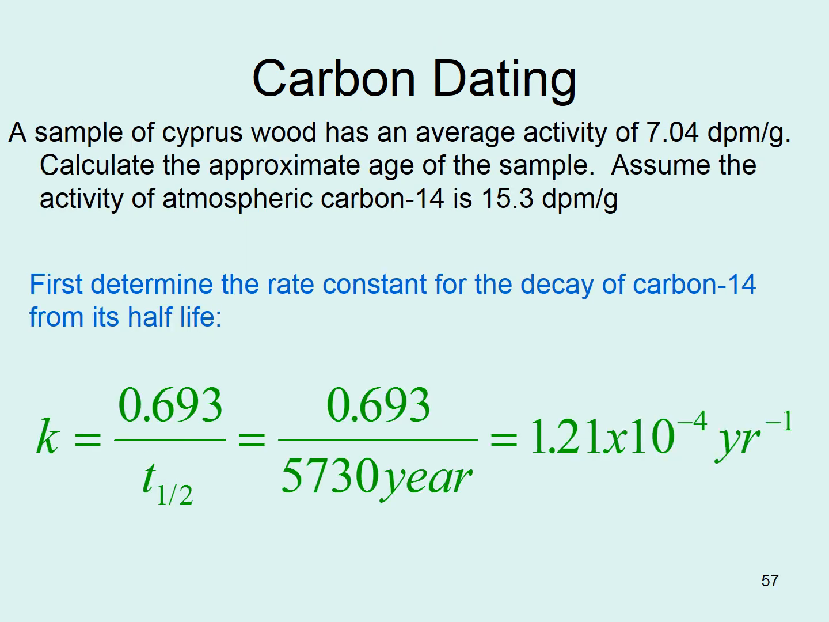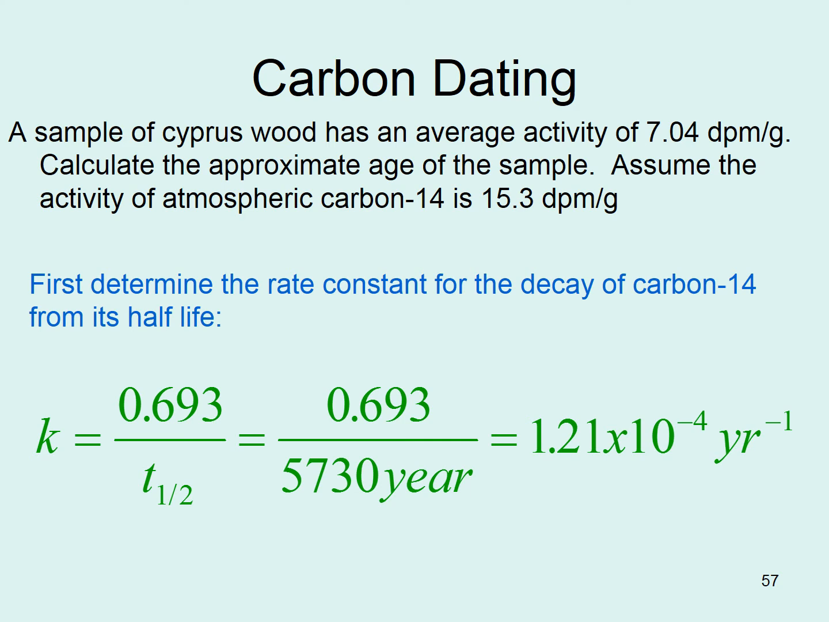So, for example, a sample of cypress wood has an average activity of about 7.04 disintegrations per minute per gram. What is the approximate age of this sample? We're going to assume that the atmospheric carbon is 15.3 disintegrations per minute per gram. So again, it's just a concentration.